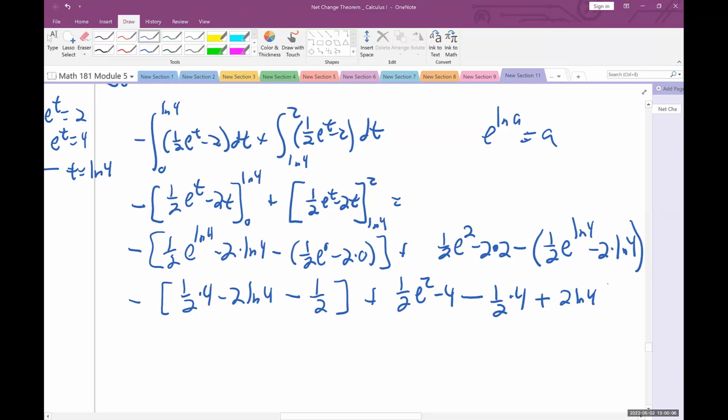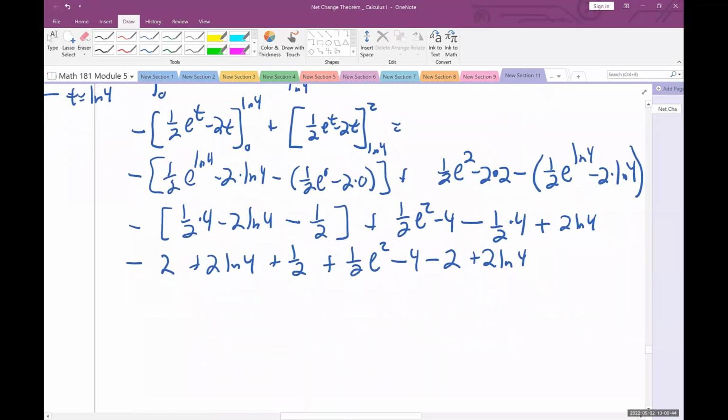And now it's a matter of the arithmetic portion. So we have negative 1/2 of 4 is 2. I'm going to bring the negative through now. Negative of negative 2 natural log of 4 is plus 2 natural log of 4. And negative of 1/2 is plus 1/2. Then we have plus 1/2 e squared. We have a minus 4. And then we have minus 1/2 of 4 is 2. And then we have plus 2 natural log of 4.